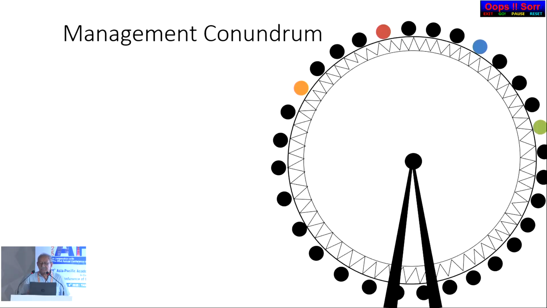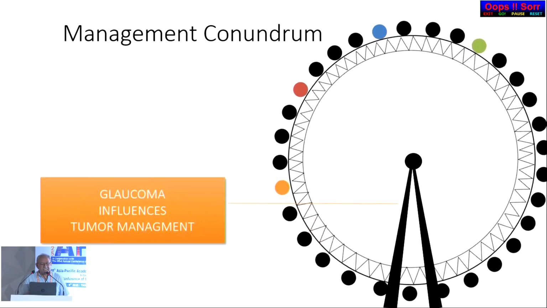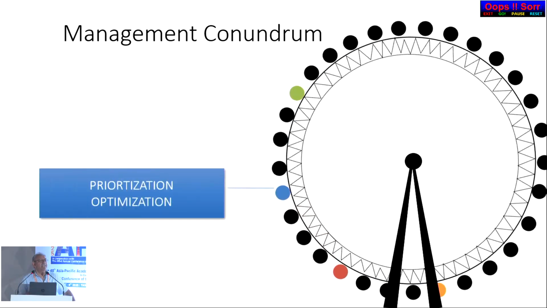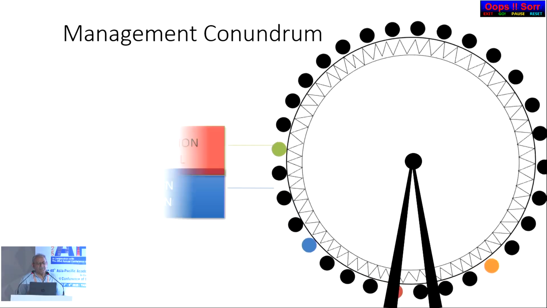So coming back to the glaucoma and tumor, just remember, glaucoma influences management of tumor, like in medulloepithelioma, retinoblastoma, melanocytoma, and the presence of tumor influences glaucoma management. So overall, you have to prioritize the management of tumor first, obviously, and then optimize the glaucoma treatment. Thank you very much.